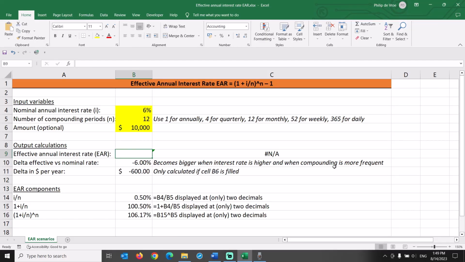Let's play around with the effective annual interest rate in Excel to understand the EAR concept and see the impact of the effective rate versus the nominal rate.